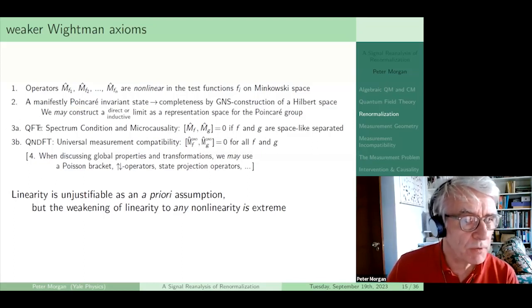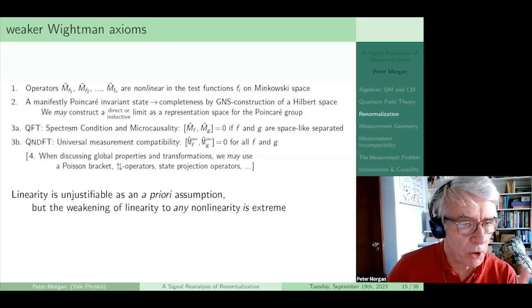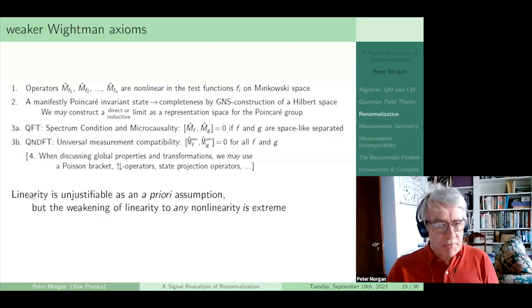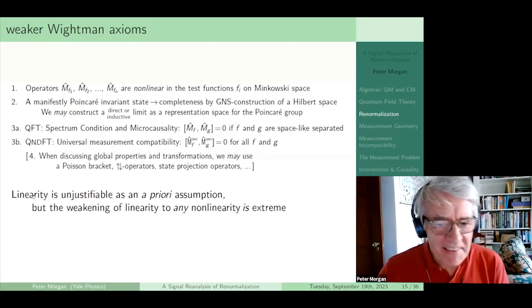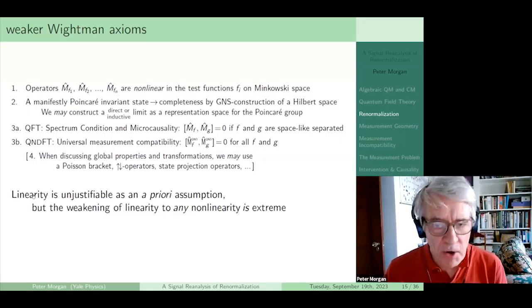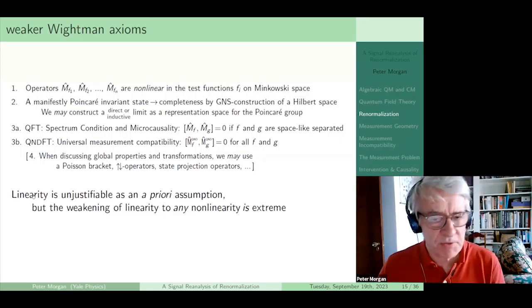Then we have two choices. We can either choose to use a quantum field theory option of spectrum condition and macrocausality, or we can go for the quantum non-demolition field theory of universal measurement compatibility. And as we've seen, there can, in some cases at least, be isomorphisms between these two, but non-local. And then if we want to discuss global properties, then we can do whatever we like as far as I'm concerned. Now, I've argued that linearity is unjustifiable as an a priori assumption. However, if you weaken the axioms in this way, you end up with so many models, you barely know what to do. And I don't know what a good extra axiom that would limit us physically would be.